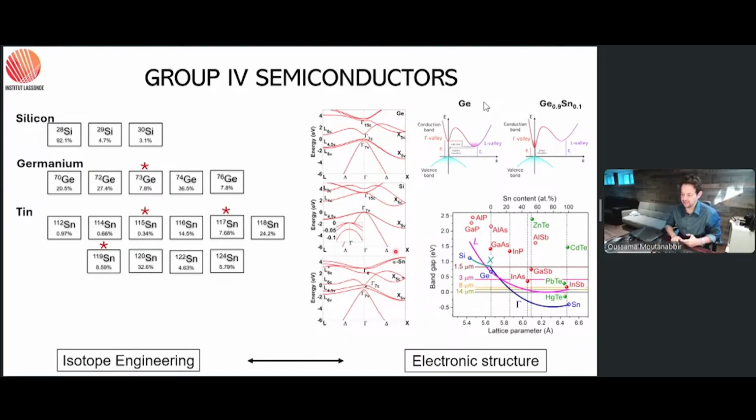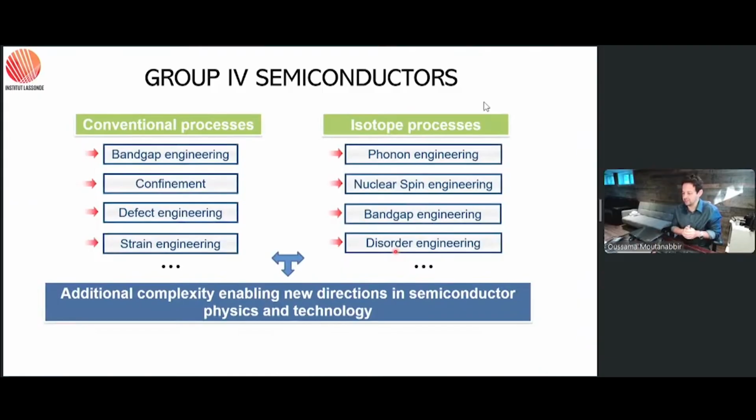And it's not easy, because that will bring other challenges. So this is how I see this niche of research. Group 4 semiconductors give you exactly what you can find in any textbook in terms of engineering heterostructures, be it confinement, defect, and strain. On the other hand, you can use isotopes to control phonon engineering.